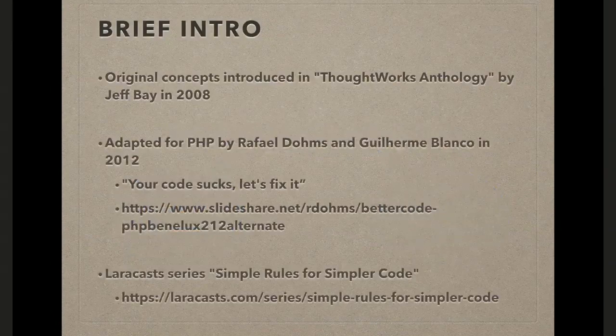So a brief introduction to Object Calisthenics. The original idea was introduced by a guy named Jeff Bay, who wrote a book called The ThoughtWorks Anthology. That was back 10 years ago. They were written originally for Java, and then they were adapted to PHP by a guy named Rafael Dohms, and another developer whose name I won't try to pronounce, about 4 years later. That was given in a presentation called Your Code Sucks, Let's Fix It. I'll share all of these slides, so you'll have access to all of these links. That one in particular is 60 some slides, but if you click through it, it's pretty useful.